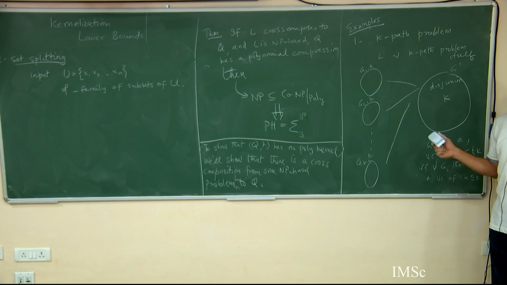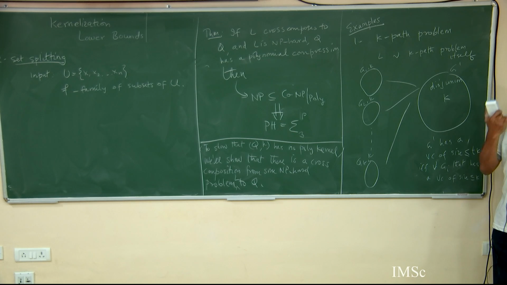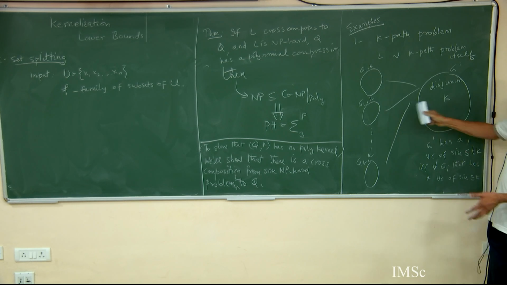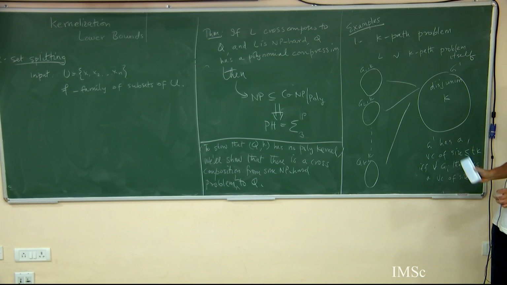clique has no polykernel is what we argued. Is that an interesting result? Yeah, the same thing goes through for clique. So, as a consequence, k-clique has no polykernel. Is that an interesting result? Why not?